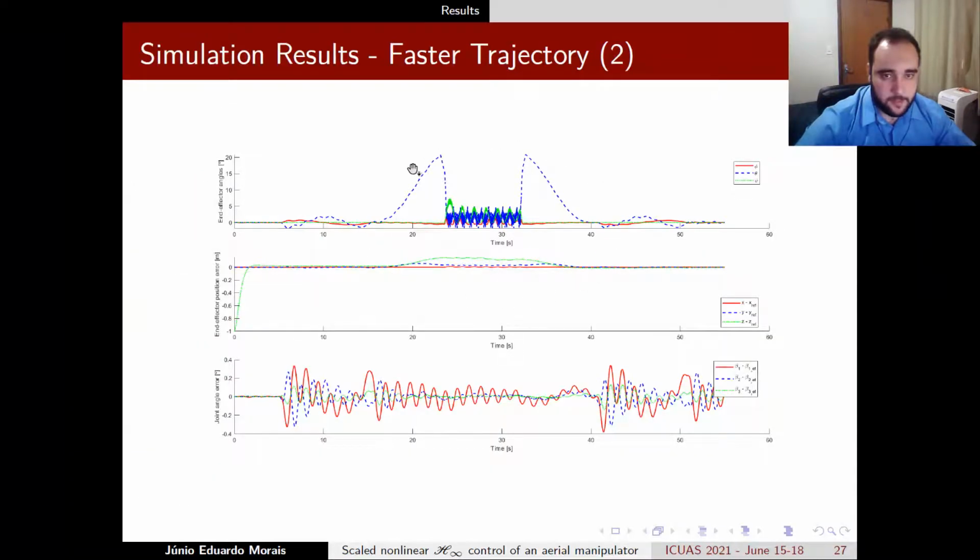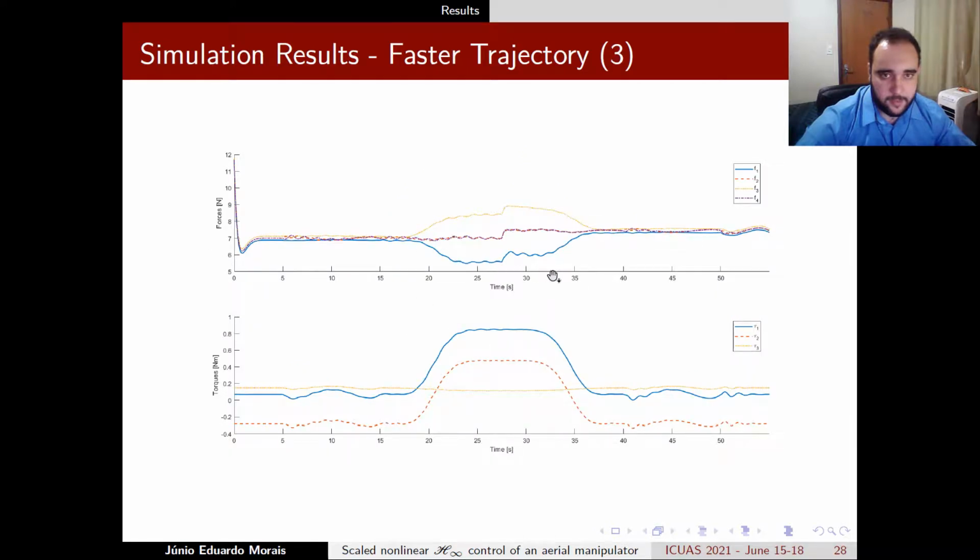This graph shows the results of the faster trajectory, and we see that it has a very similar behavior to the first experiment, but due to the more aggressive trajectory, it has a higher error and a more oscillatory behavior. The same can be seen here in the control inputs, with the only exception that we have a less sharp behavior when we start applying the disturbances at the middle of the experiment. But then the control inputs go back to a smooth trajectory and remain this way until we finish the experiment.